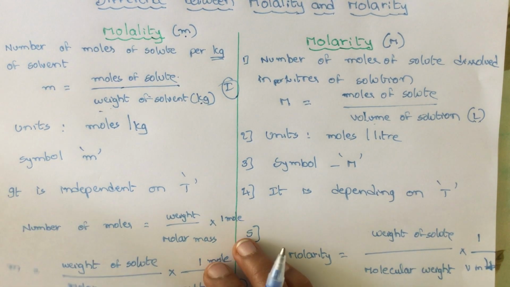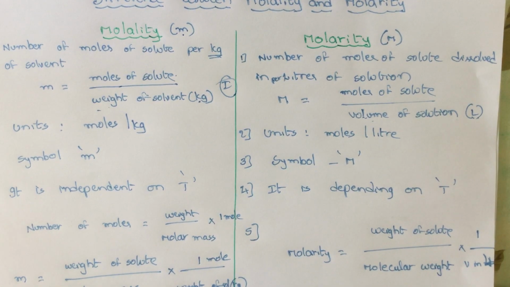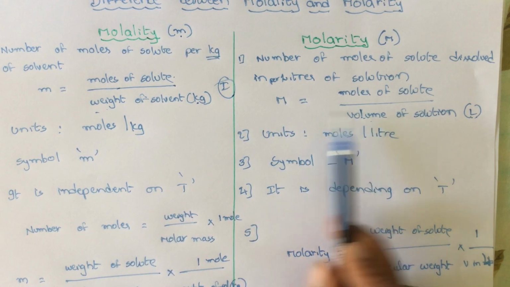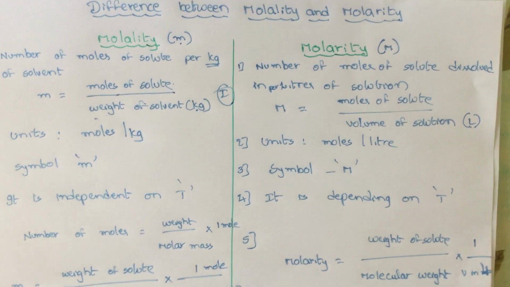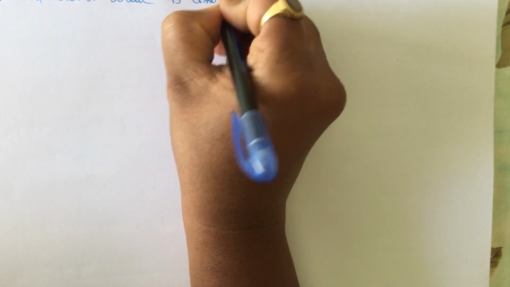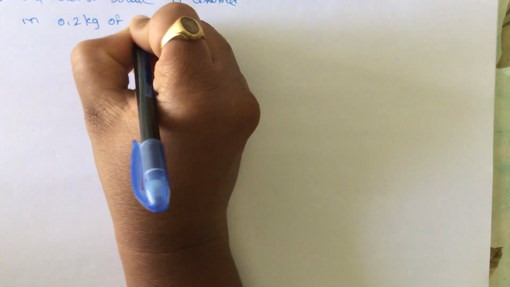Okay, now let me give few examples how can we solve problems on molality and molarity. I hope you understood the difference between what is molality and what is molarity. I gave definitions and equations for calculation. Okay, so first problem I am giving here is find what is the molality when 0.4 moles of solute is dissolved in 0.2 kg of solvent.